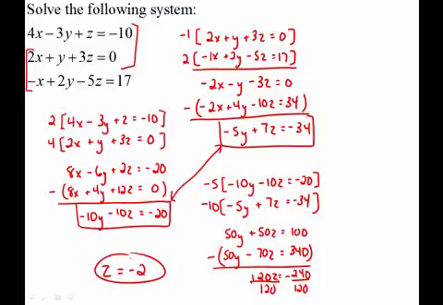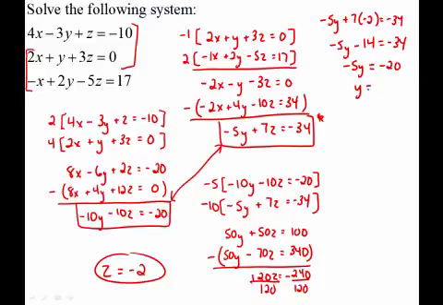And now we work backwards. And we can choose whatever equation we want. So now I know that z equals negative 2. I'll go back to this equation here. Negative 5y plus 7 times negative 2 equals negative 34. So negative 5y minus 14. And I get y is equal to 4. Whoops, sorry. And so then that gets me my second answer.